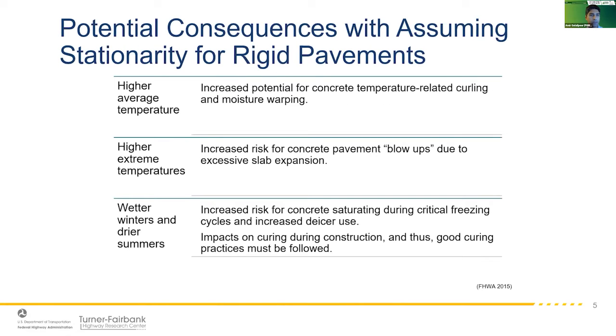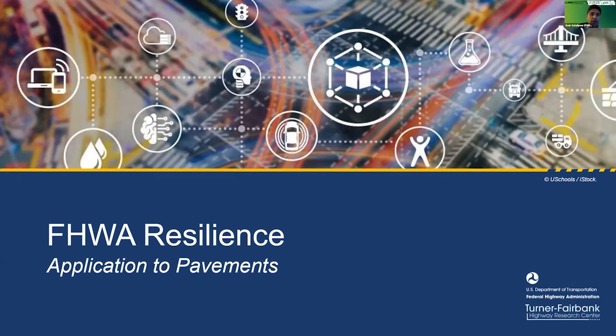The same for the rigid pavements. If we do not consider the climate projection and the change in the climate, for example, if we are looking at the average temperature, we are going to have a higher average temperature. That means we are going to have more temperature-related warping for our concrete. If we have higher extreme temperature, we are going to have more blowups. So it's very important to consider the climate projections.